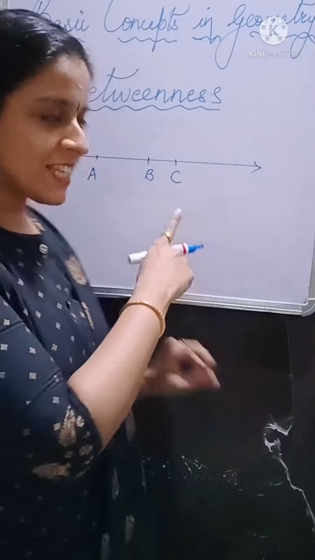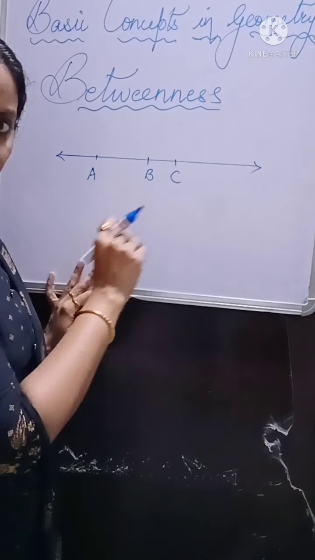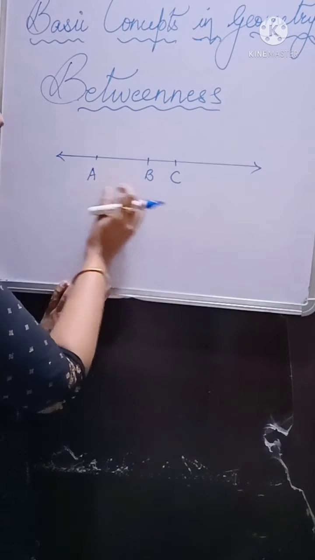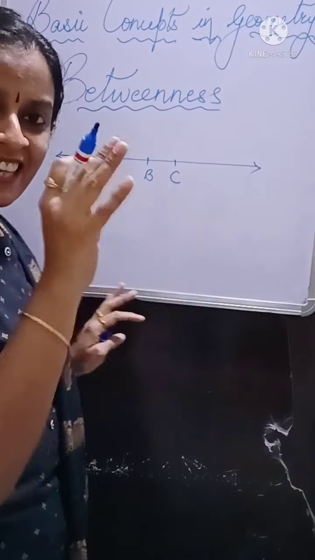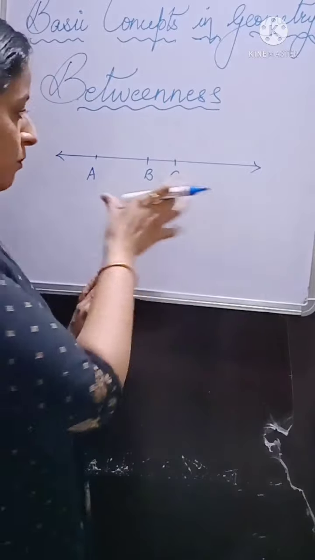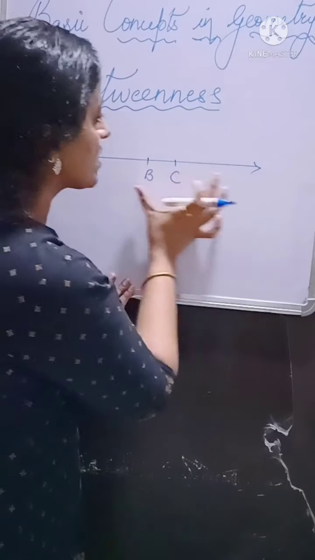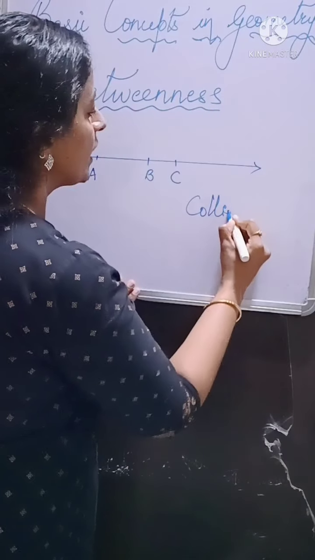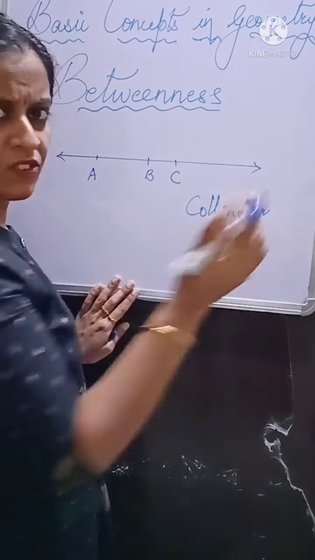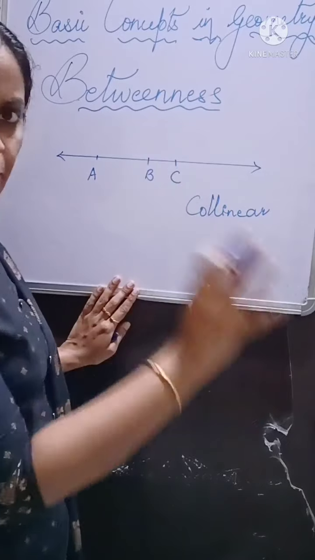So as you can see, I have drawn a line, and on that line I have taken 3 points. Points A, B and C lie on the same line. Such points are called collinear points. This we are already aware of, collinear points.